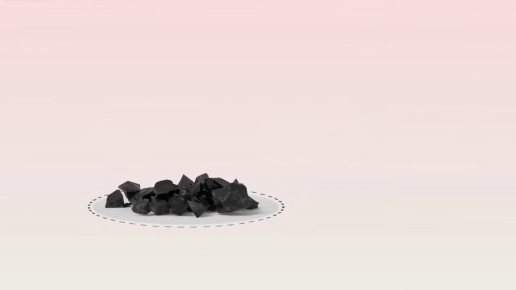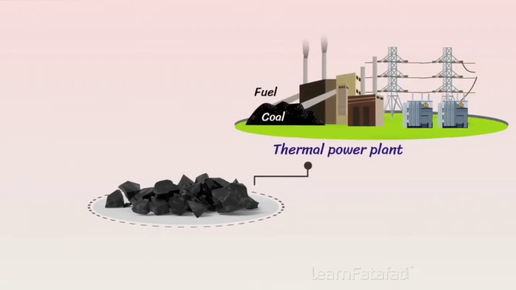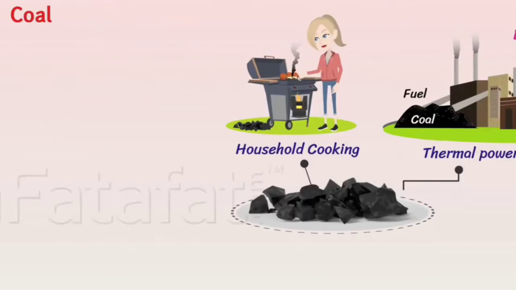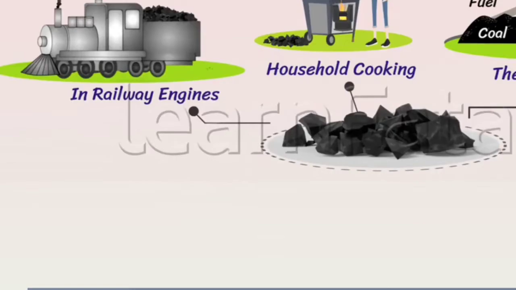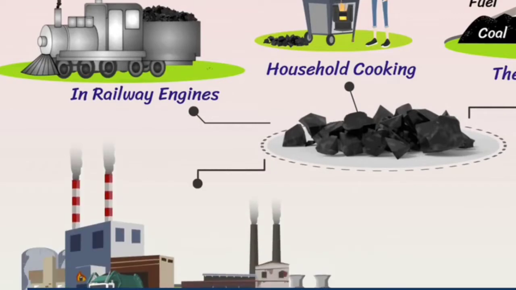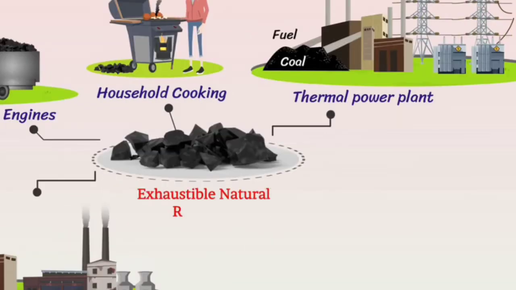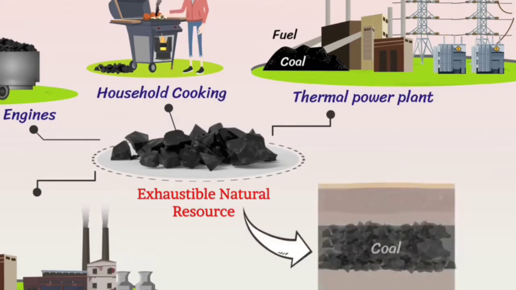Coal is a black, hard, stone-like substance which is used as fuel in different applications such as thermal power plants for production of electricity, in household cooking, in railway engines, and in various industries to carry out chemical reactions. It is an exhaustible natural resource. It is obtained from Earth's crust.